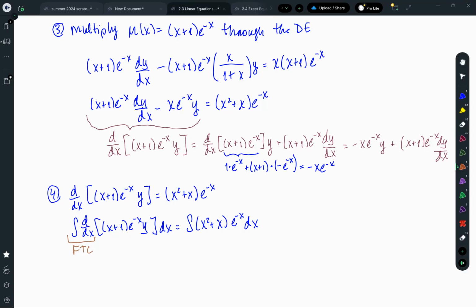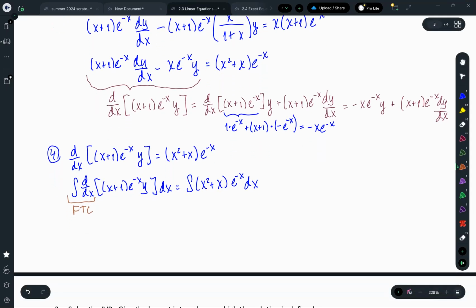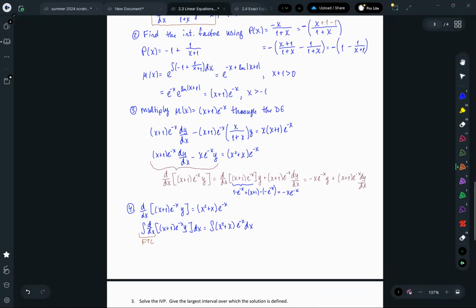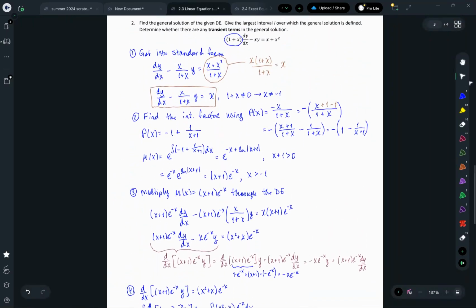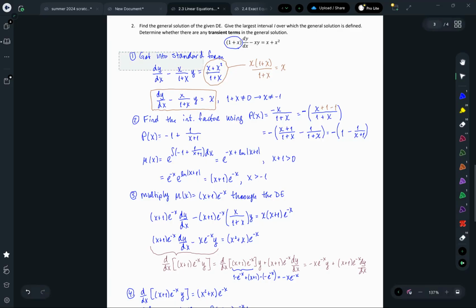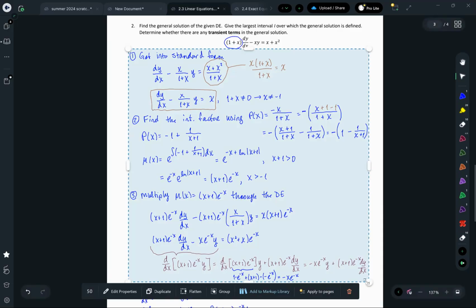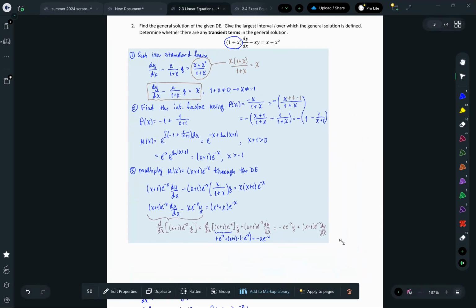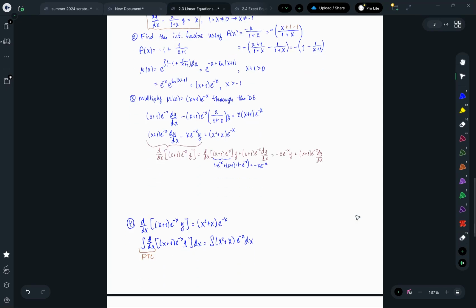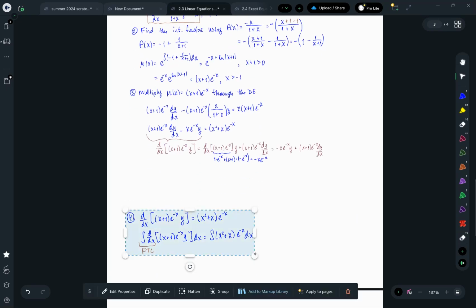The right-hand side is not quite so easy. I need to shrink up some of my work. I've been writing a little bit bigger than I normally do. And so I'm just going to shrink this up a little bit so that I have room to finish writing this problem.